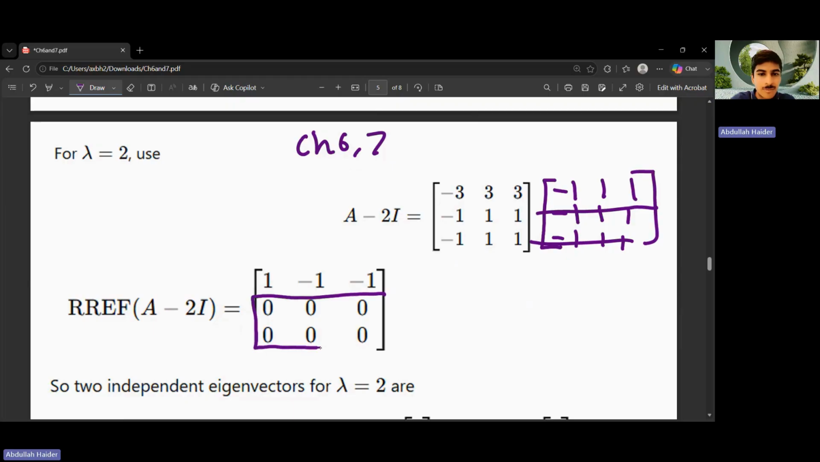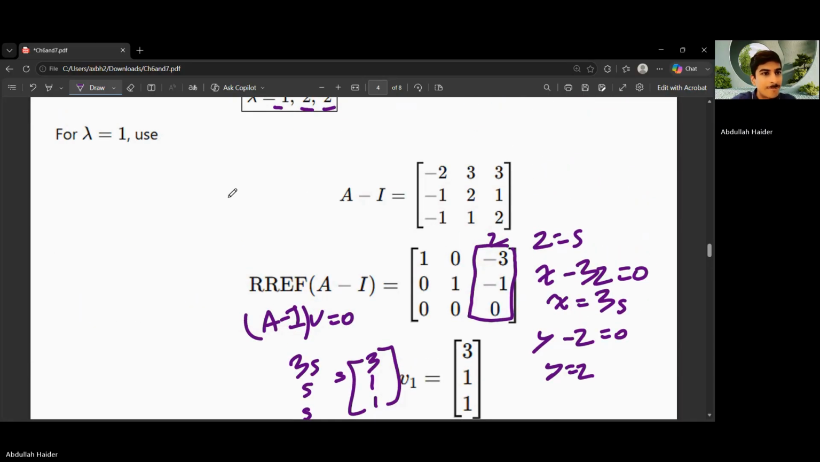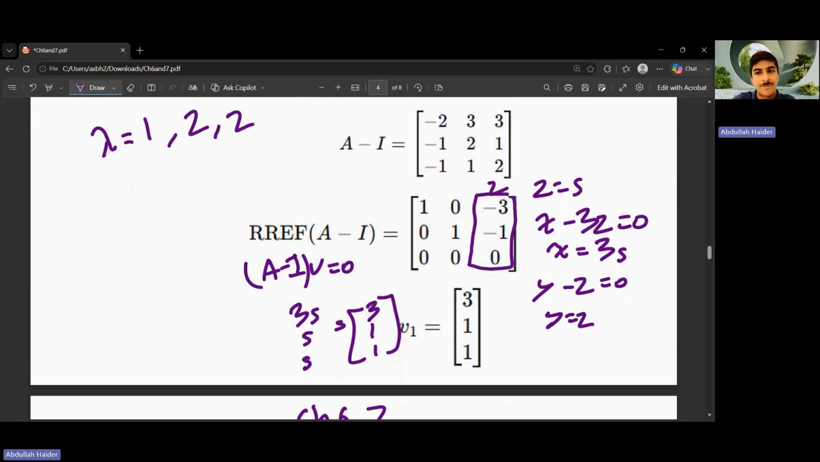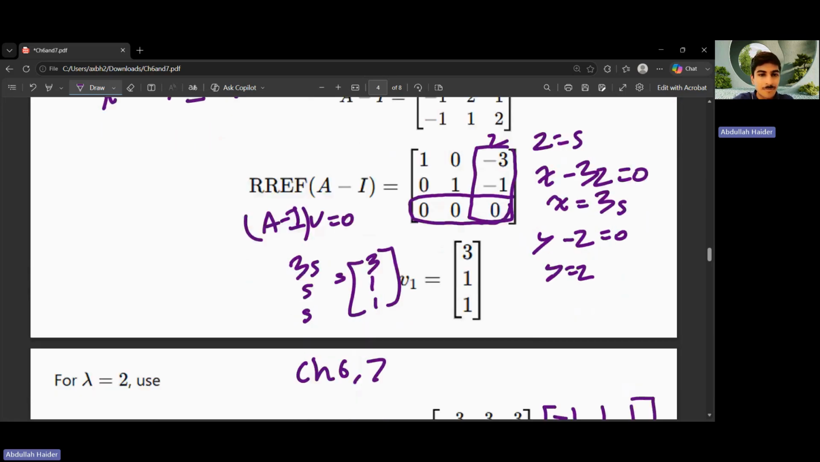You have two rows of all zeros. So just a quick comparison. If you have lambda equals 1, 2, 2 in the characteristic equation, the 1 is by itself, meaning you have one row of zeros. But the 2 and 2 are repeated.